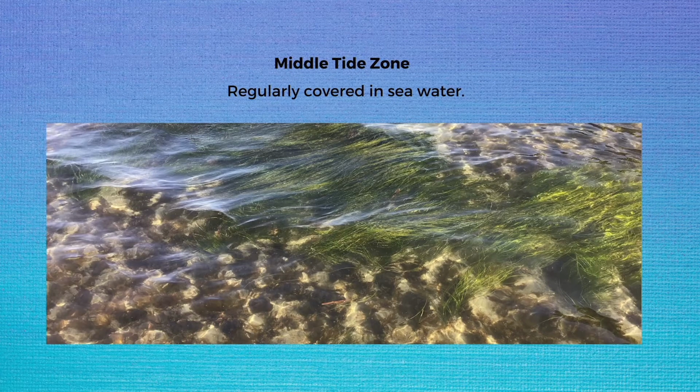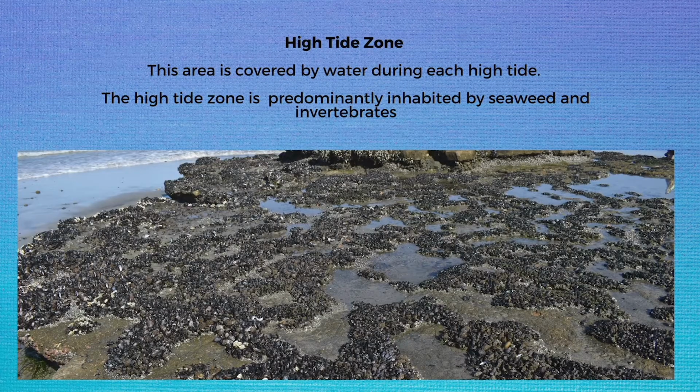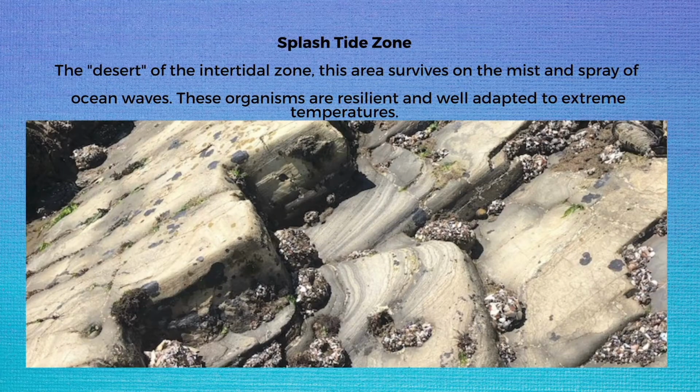The middle tide zone is mostly covered in water, exposed during spring tides. The high zone and the splash zone are where the most resilient species live, as they are more exposed to the harsh environments.